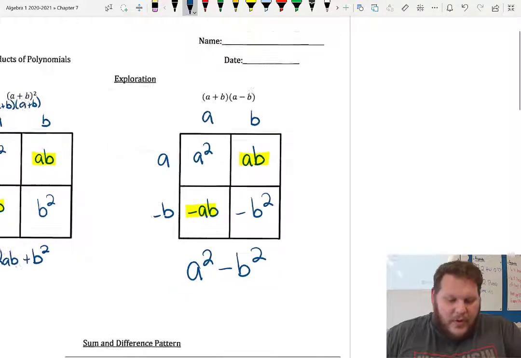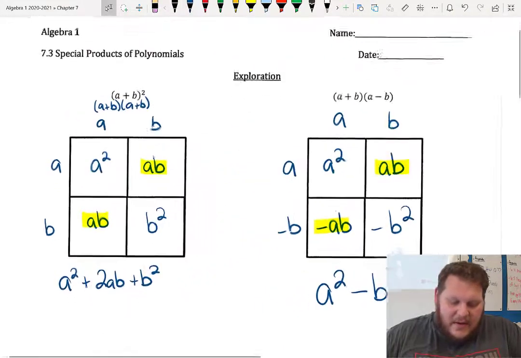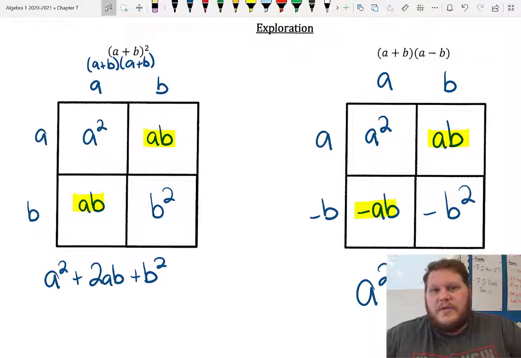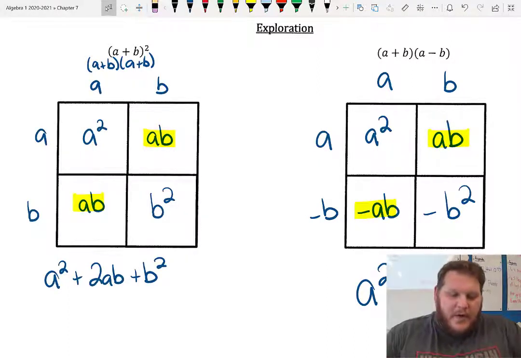So those two things, these kind of what I call shortcuts, they're patterns that we will use to kind of go back and forth between. If we look at what we started with, what was printed there, a plus b parentheses squared, going to a squared plus 2ab plus b squared, that's one of our two shortcuts. And then a minus b times a plus b, or vice versa, being a squared minus b squared after we utilize it, is our other shortcut.